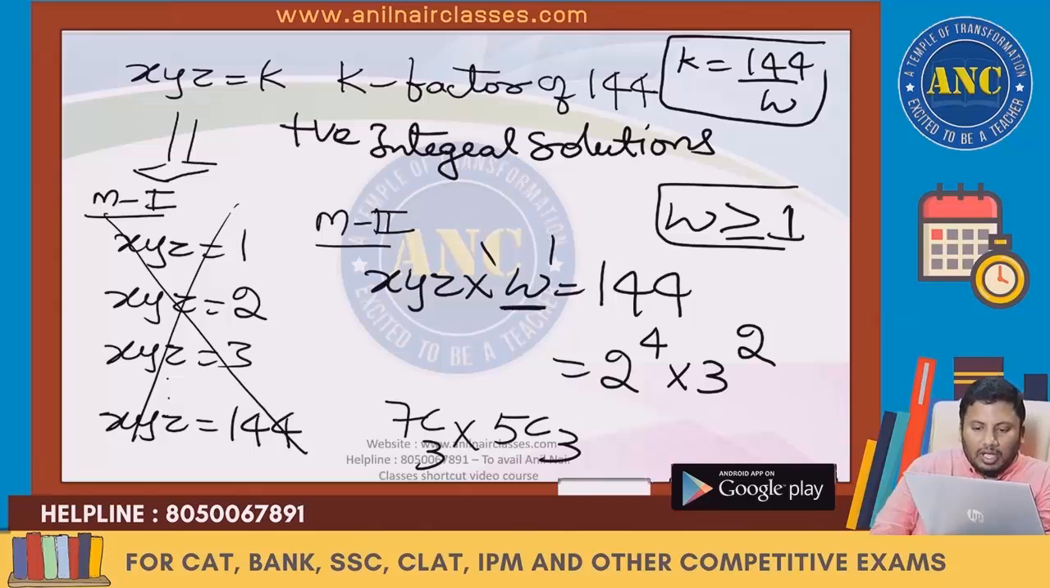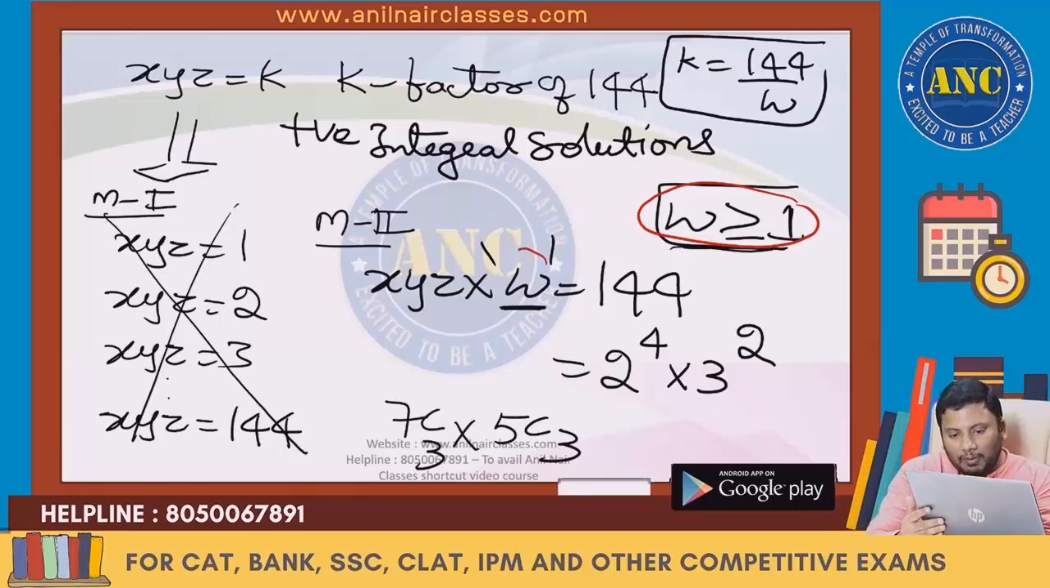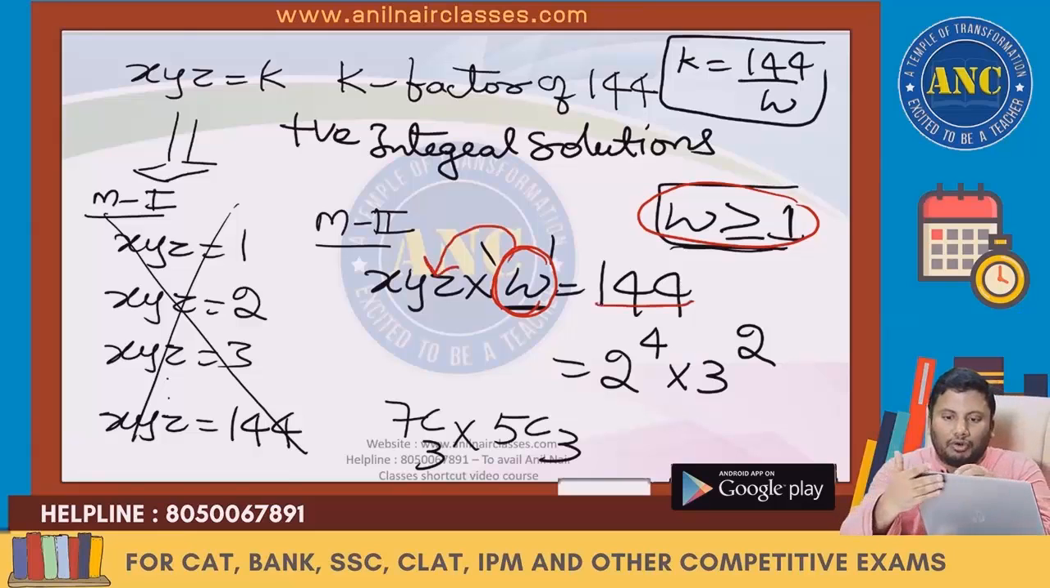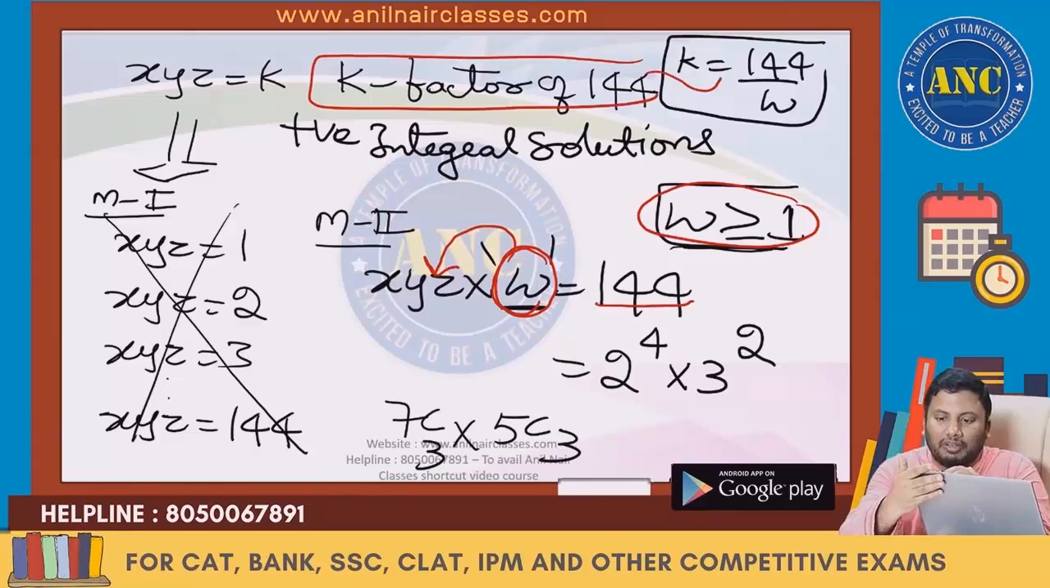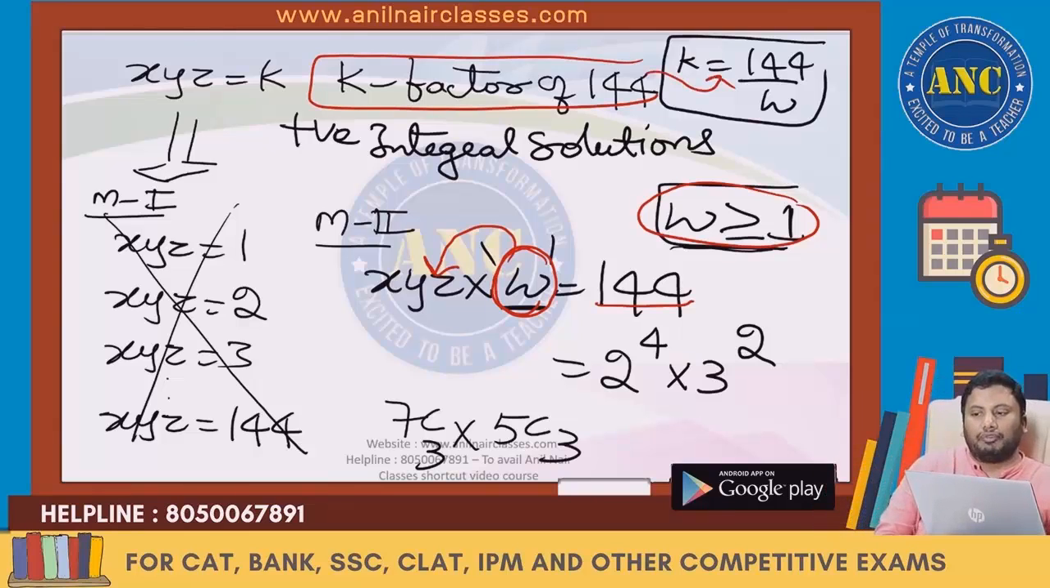What is W? W is some natural number. On multiplying, I will get 144. If XYZ is 1, W is 144. If XYZ is 72, W is 2. If XYZ is 36, W is 4. W is a natural number. On multiplying this, I will get 144. Any factor of 144 can be written as 144 by something. I hope the idea is clear.